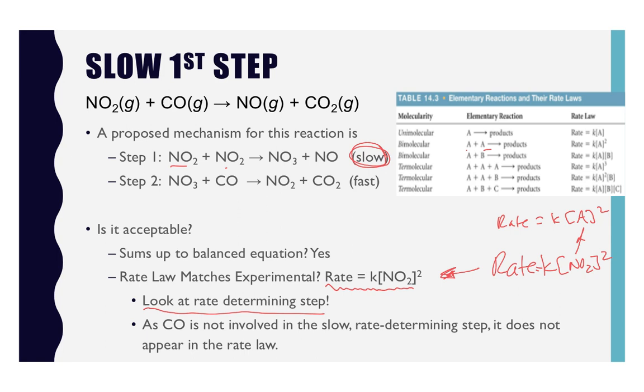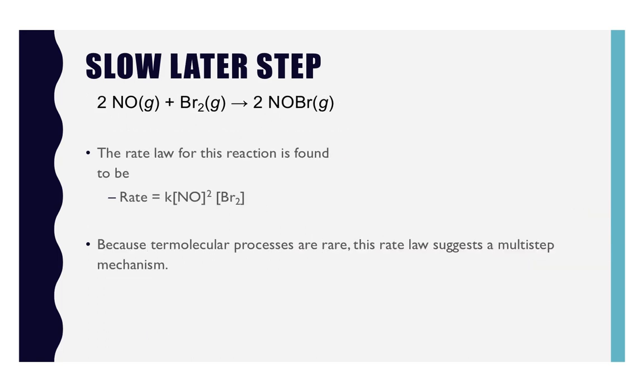So does it sum up to the balanced equation? Yes. Does it match the experimental? Yes, it does as well. Okay, so this, again, is a situation where the mechanism is acceptable because it sums up and matches the rate law. Okay, since carbon monoxide isn't involved in the slow step, it doesn't appear in the rate law, right? So that's why it's independent of the amount of carbon monoxide that's in there, and that's why it's 0th order in carbon monoxide. All right, so that's the easy one.